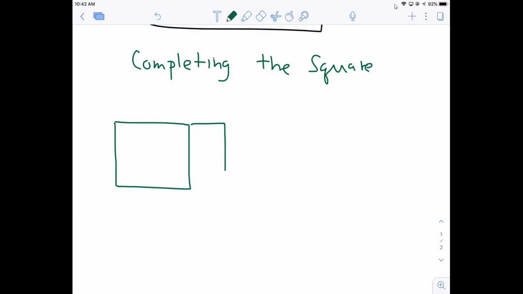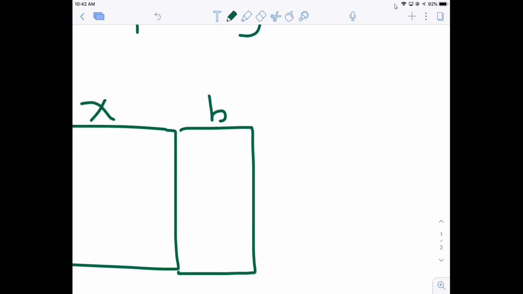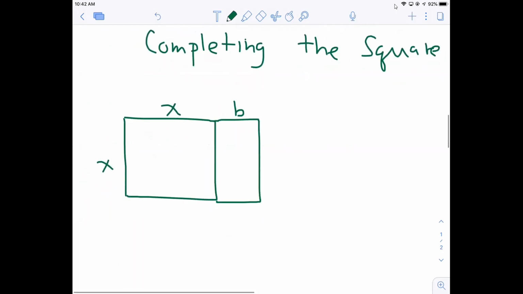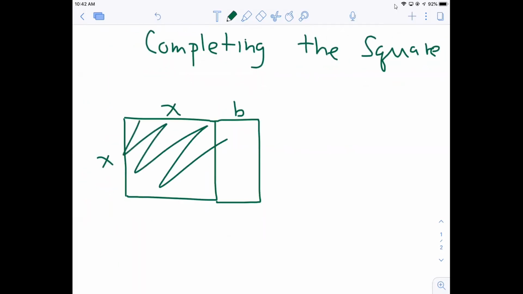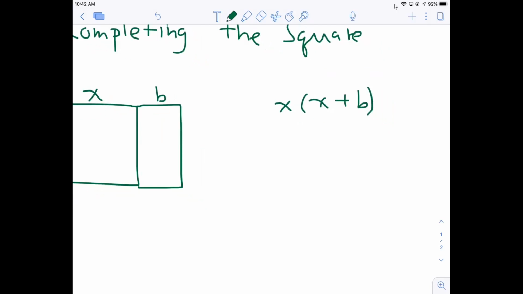Here's our extension to make it a rectangle. I'm going to make the square x by x, and this little extension I added, I'll make that a length of b. All right, so if I ask you to find the area of this rectangle, well, that would be x times x plus b. In other words, right now we have x squared plus bx.